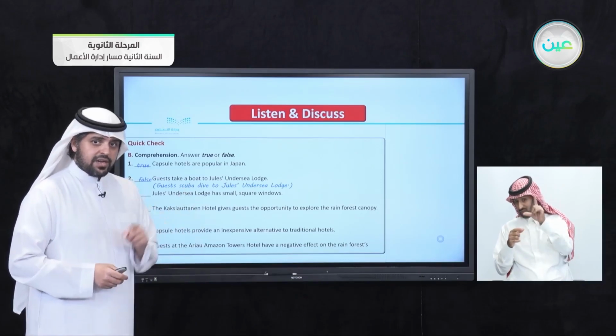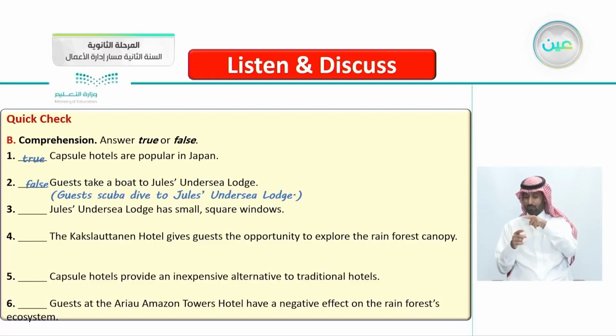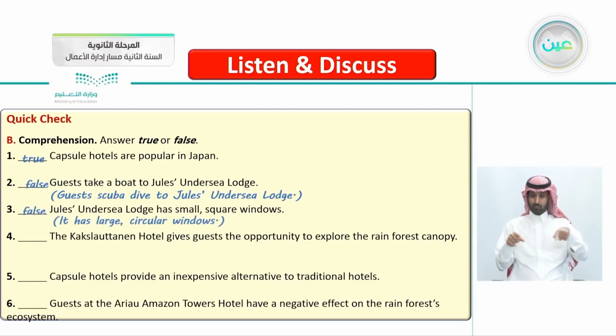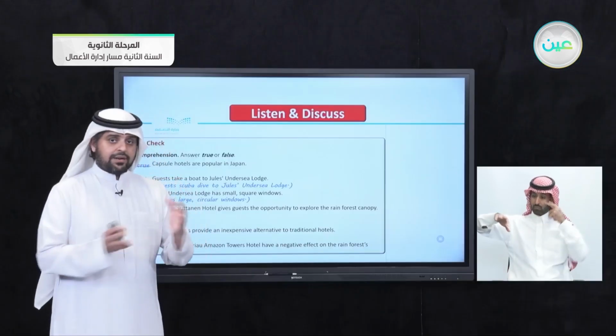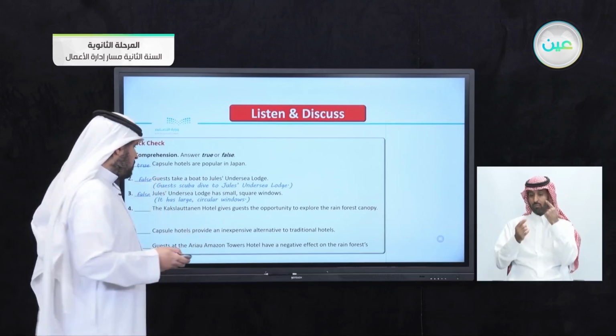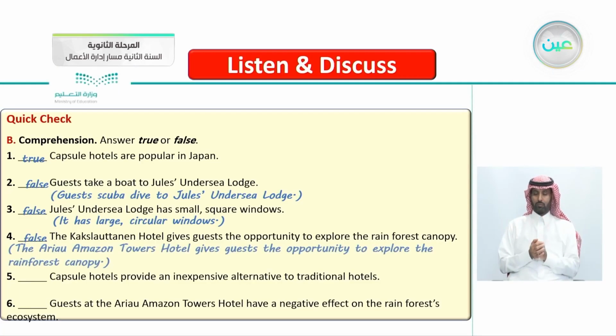Number 3, Jules Undersea Lodge has small square windows. Is it square? Of course not. It's false. It has large circular windows. Number 4, the Coxswain Hotel gives guests the opportunity to explore the rainforest canopy. Of course, that's false. So what's the correct answer here? Yes, the Ariau Amazon Towers Hotel gives guests the opportunity to explore the rainforest canopy.